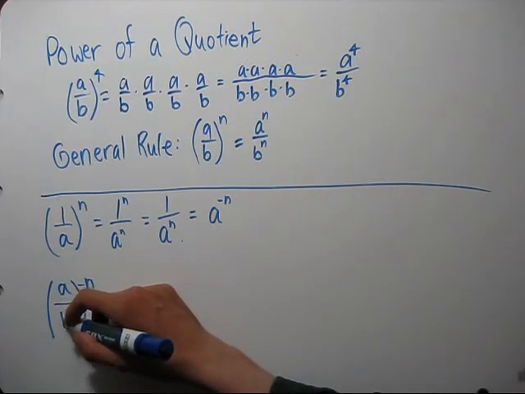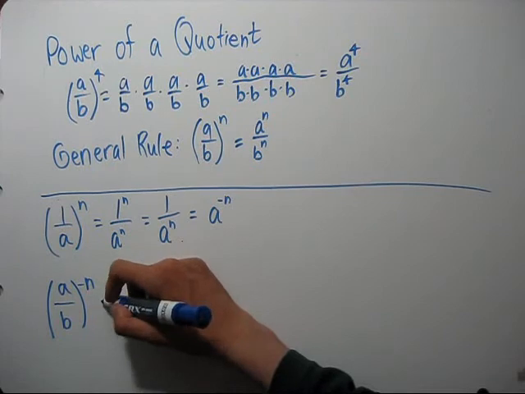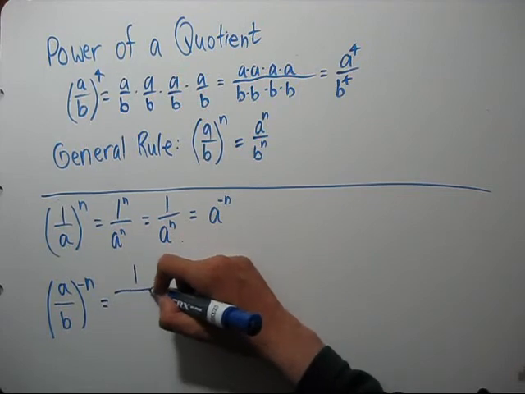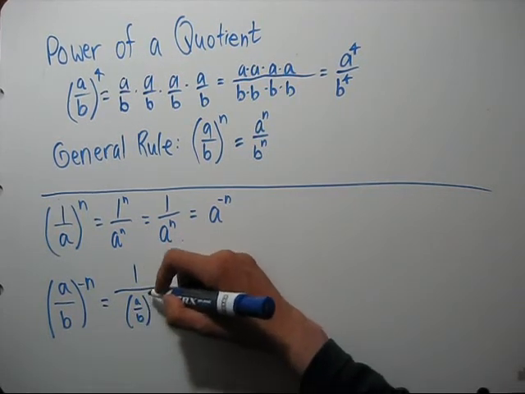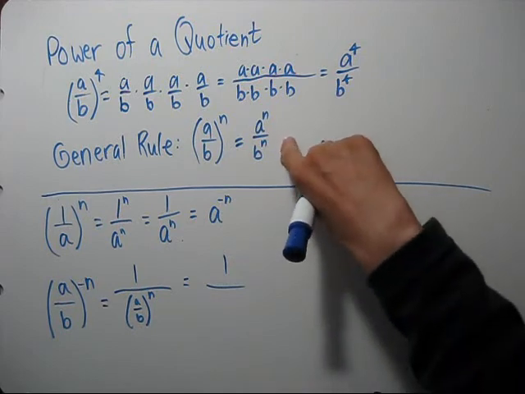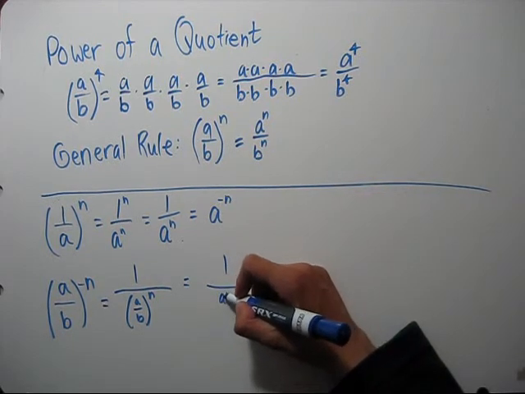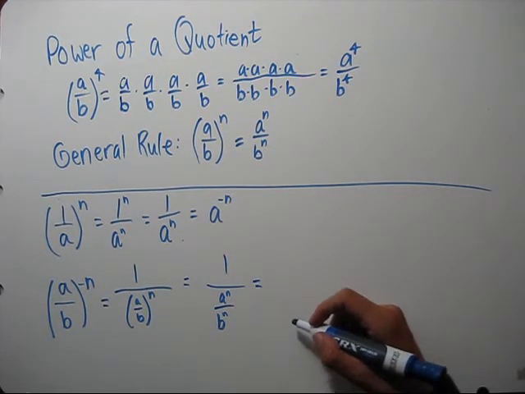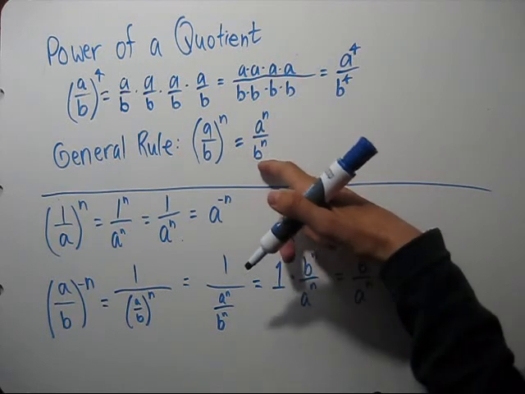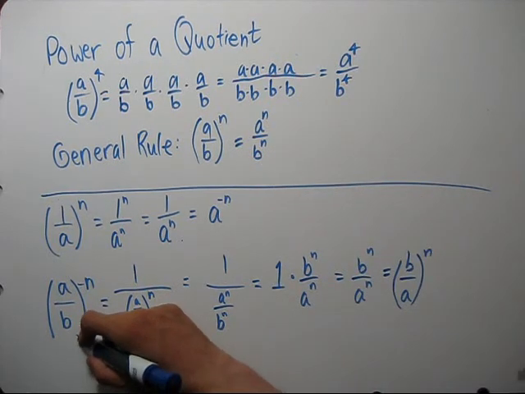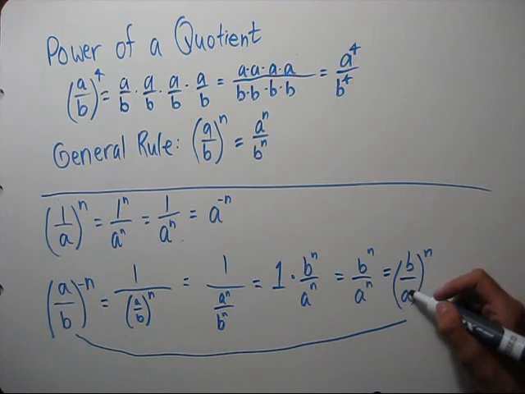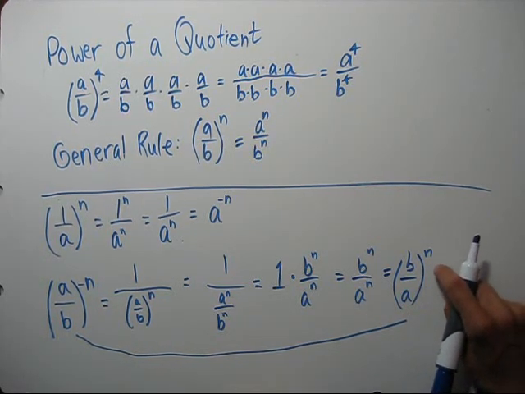Now let's look at if we have a over b to the negative n. From what we know of negative powers, this is 1 over a over b to the n. And from our rule up here, this is 1 over a to the n over b to the n. Dividing is the same as multiplying by the reciprocal. Well, now let's do this rule backwards. Compare what we started with and what we ended with. Our power went from negative to positive. A over b went to b over a. Take the reciprocal and make the power positive.